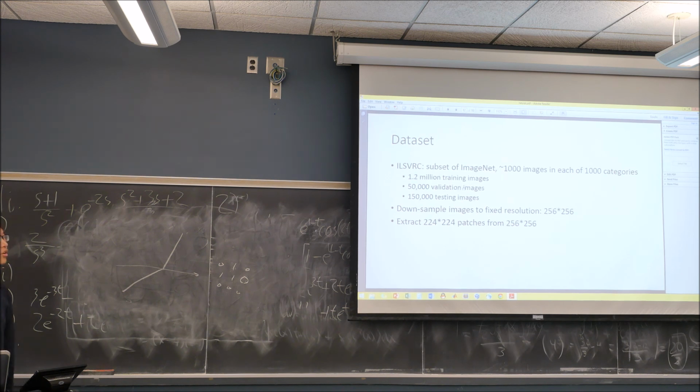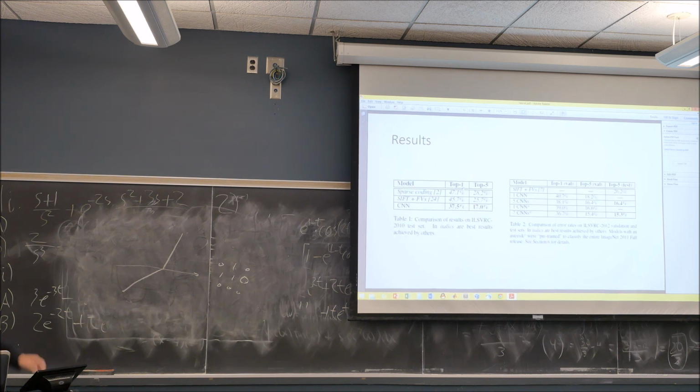For the data set, they use a very large data set with roughly 1,000 images in each of the 1,000 categories. They have 1.2 million training images. They downsample the images because they have different sizes, and they downsample all the images to 256 times 256. And they extract images from that at the size they want. Here are the results. Sparse coding is actually something like component analysis. SIFT and FV, the Fisher vector, are techniques used in CV. Probably you know better than me. They are traditional CV techniques. As you can see, their network performed much better than the previous state of the art.